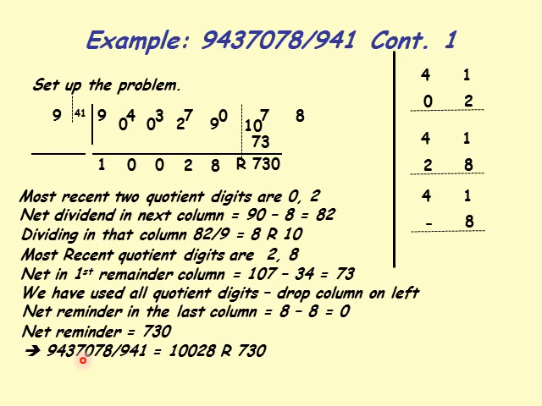Let's continue here. That means 9437078 divided by 941 is 10028, remainder 730. Let's continue.